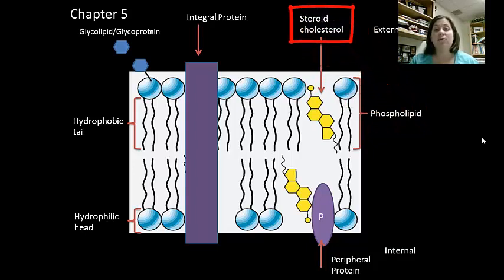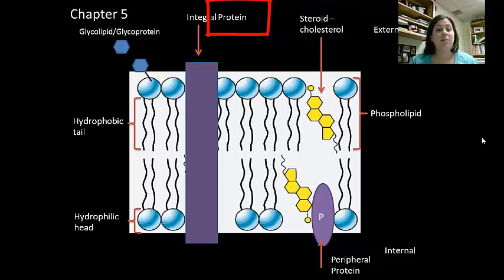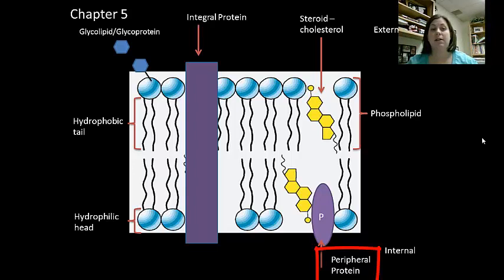If it's this honeycomb structure, you're talking about the steroid. If it's a protein, it can be one of two. It can be an integral protein, which means it goes through the whole membrane, like you see here. If it's a peripheral protein, it's on the edge, because remember, peripheral vision is out here on the sides.